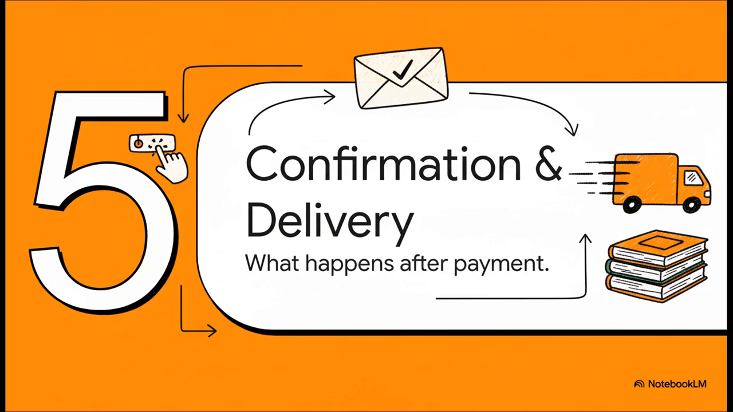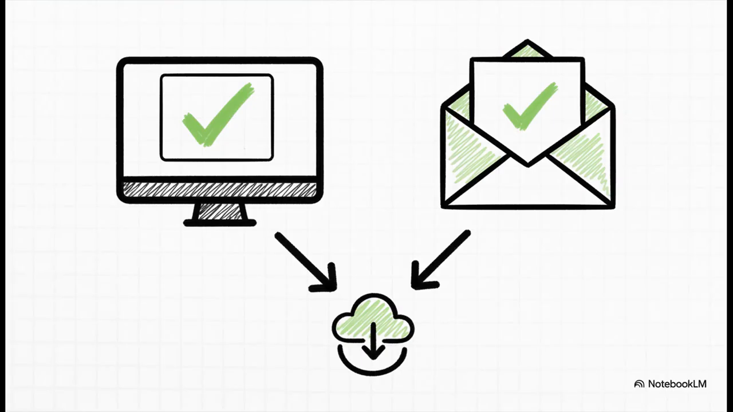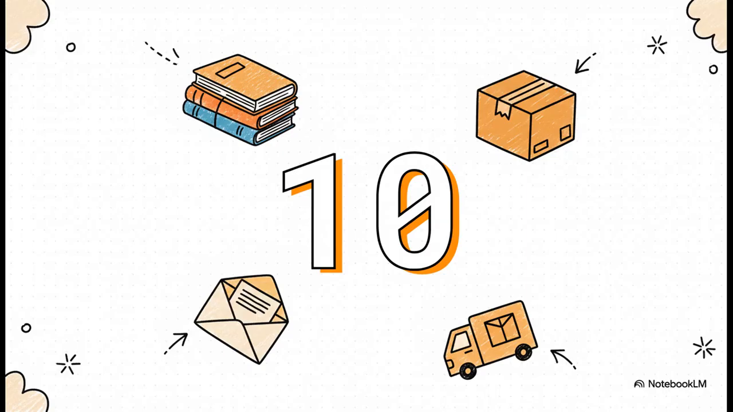So, what happens next? Let's talk about the final step, confirmation and delivery. The second your payment goes through, you'll get a confirmation right there on your screen. You'll also get an email receipt sent to you. My advice? Save that email. It's your official proof of purchase, just in case you need it. And now for the hardest part, the waiting. If you ordered physical books, you can pretty much expect them to show up at your door within about 10 business days.